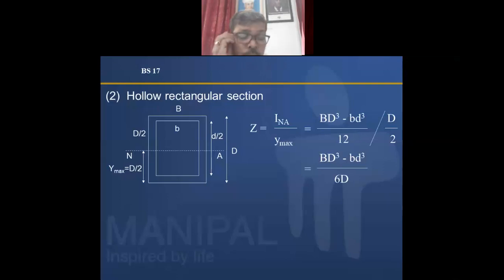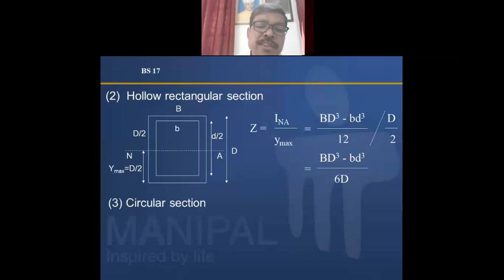When you go for any competitive examinations, you do not have that much time. You have to remember, and you can remember this when you remember the derivation and the basic concept, the fundamental things. Then and only then, at the time of your competitive examination, you can recall in a better manner. BD cube by 12 minus bd cube by 12 divided by 6D, because you do not have that much time to calculate physically.